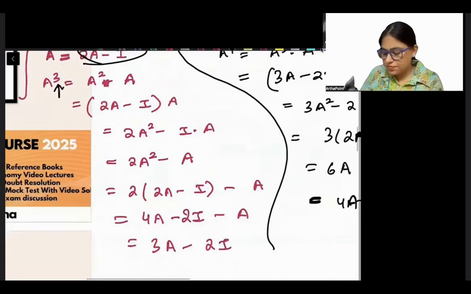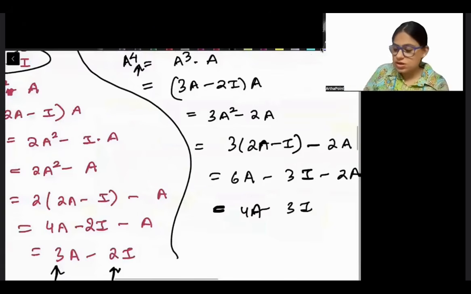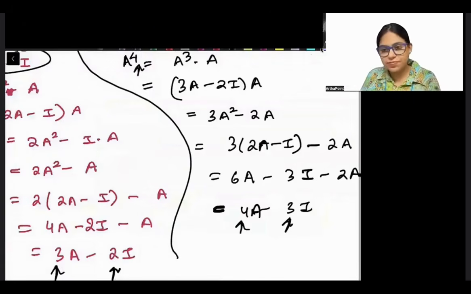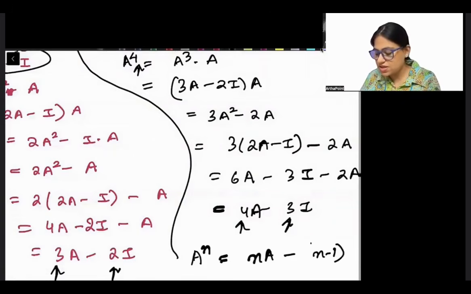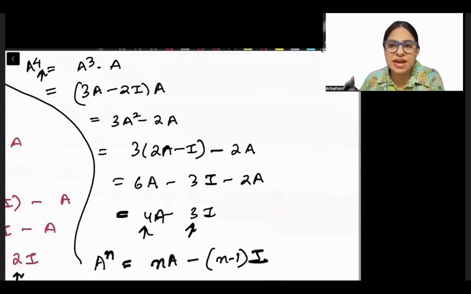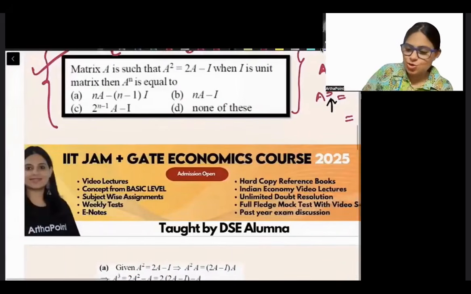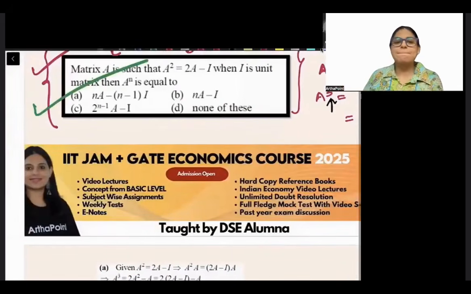If this is 3, here you see 3, here you see 2. If this is 4, here you see 4, here you see 3. So if this is n, here you will see n and here you will see n minus 1. That's the answer to this question. So correct answer will be A. Clear?